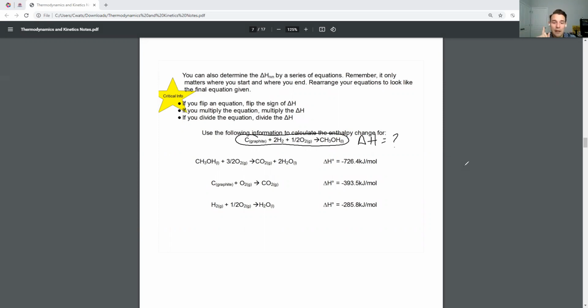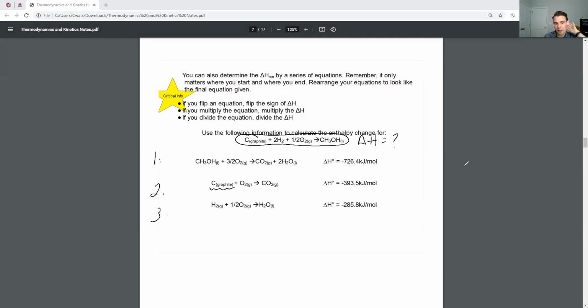So what I can do, I can flip the reactants and the products. And that would flip the sign of the delta H. I can multiply the equation, which would then multiply the delta H. I can divide the equation, which will then divide the delta H. So lots of things I can do. The easiest way to do this is to start by looking at these 3 equations. What do I see that's only in one of these equations? Okay, and let's see, I can see graphite is only in the second equation.